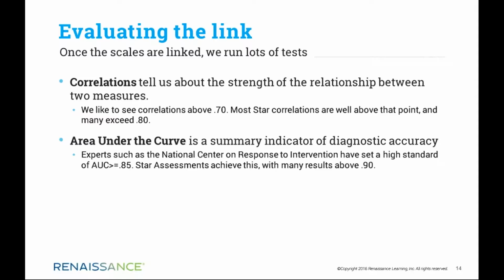One of them is called area under the curve, and it's a very important summary indicator of overall accuracy of STAR's ability to predict something else. Different researchers and groups such as the National Center on Response to Intervention have set a standard of about 0.85 as indicating that there is convincing evidence that one thing can predict another. I'm happy to report also that STAR assessments do achieve this metric, and many of the area under the curve results are above a 0.9, which is excellent.